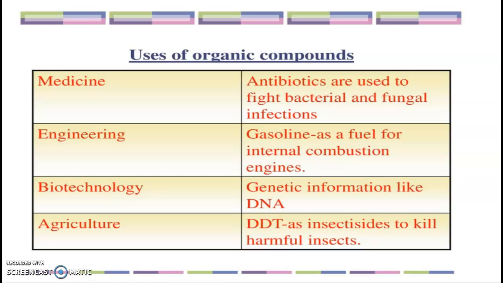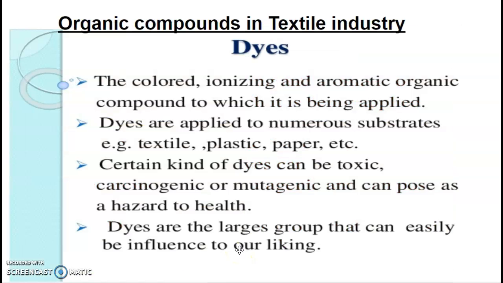Once again I am telling you, dichloro-diphenyl trichloroethane, DDT, acts as an insecticide to kill some of the pests. Organic compounds can be used in the textile industry mainly as dyes. In dyes there are two types, natural dyes and synthetic dyes.